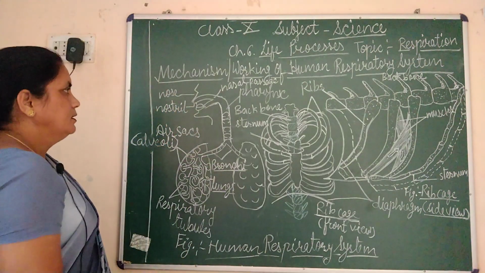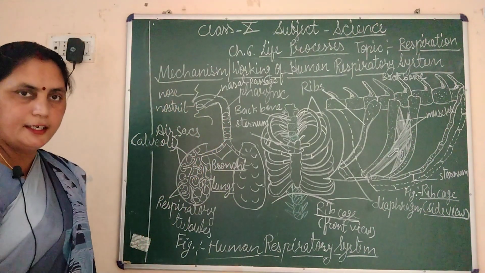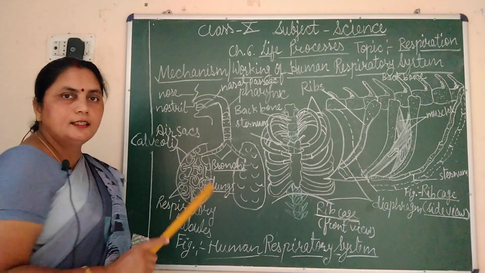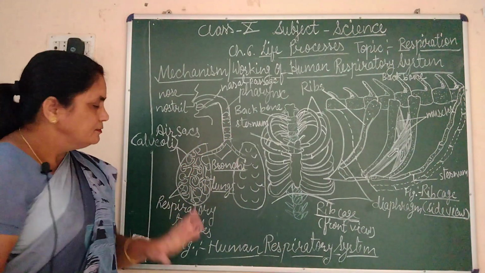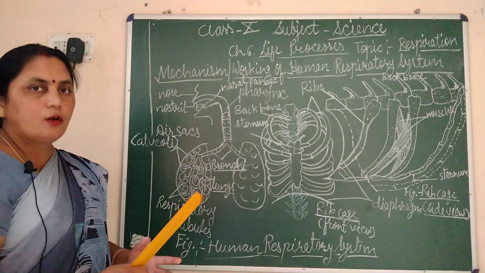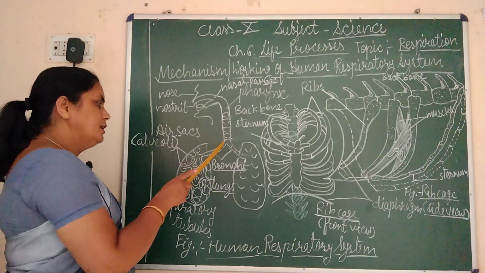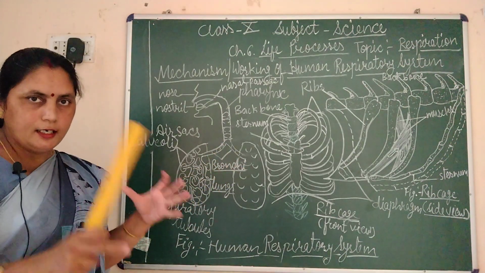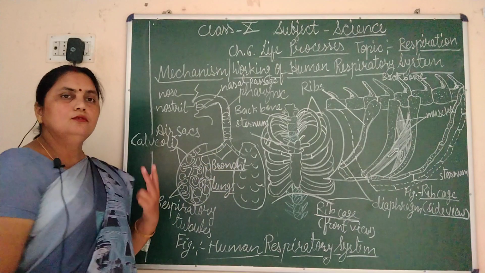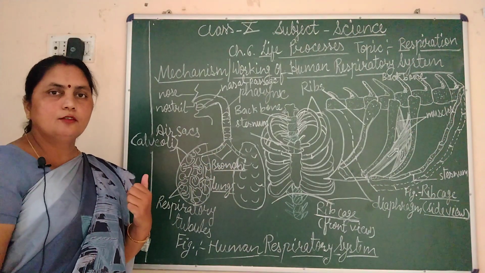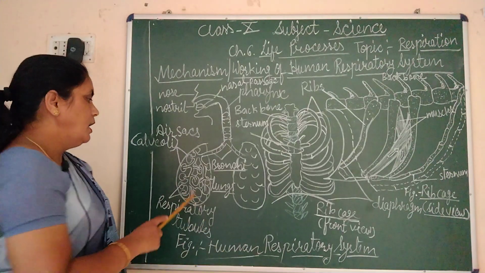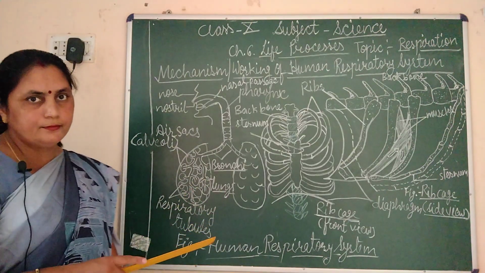Okay, then pharynx opens into trachea in case of respiratory system. In trachea cartilaginous rings are there which are C-shaped and they do not let the trachea collapse. Then in our chest area the trachea divides into two bronchi. The singular is bronchus. Each bronchus enters into lung of its own side.